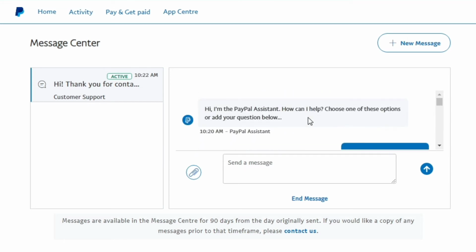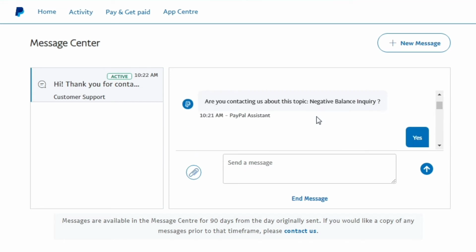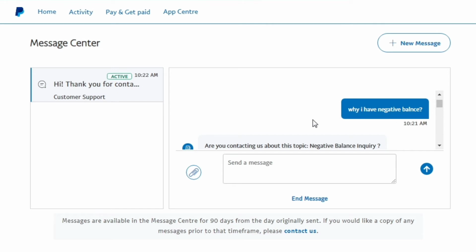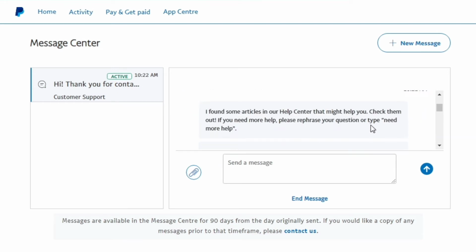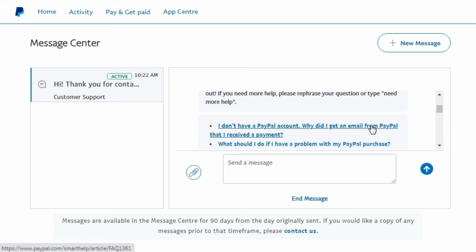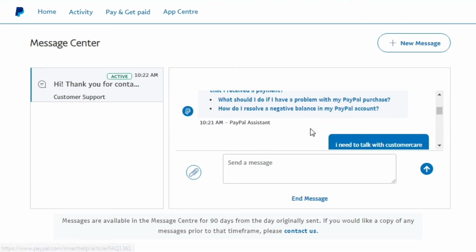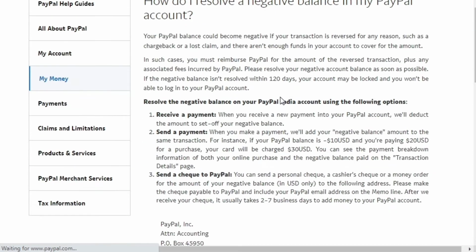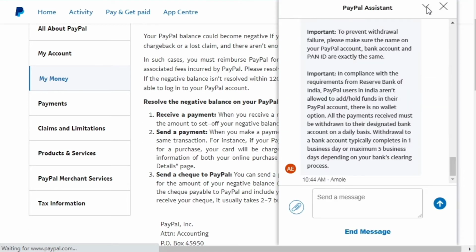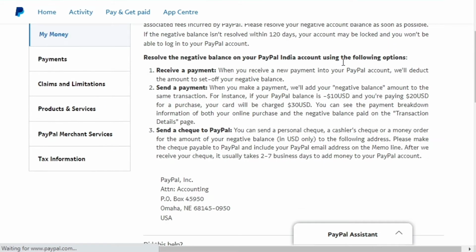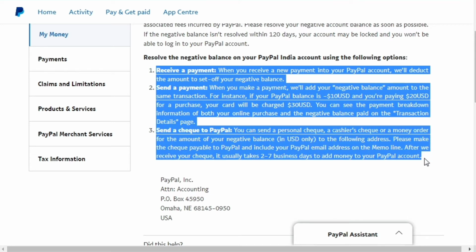You have to contact PayPal. You have to log in to your PayPal account, then choose the Resolution Center or Help or Contact Us. Then you have to choose these options. You can also find why PayPal shows a negative balance and how you can solve this. You can also read the description here, everything, but don't pay the negative balance.